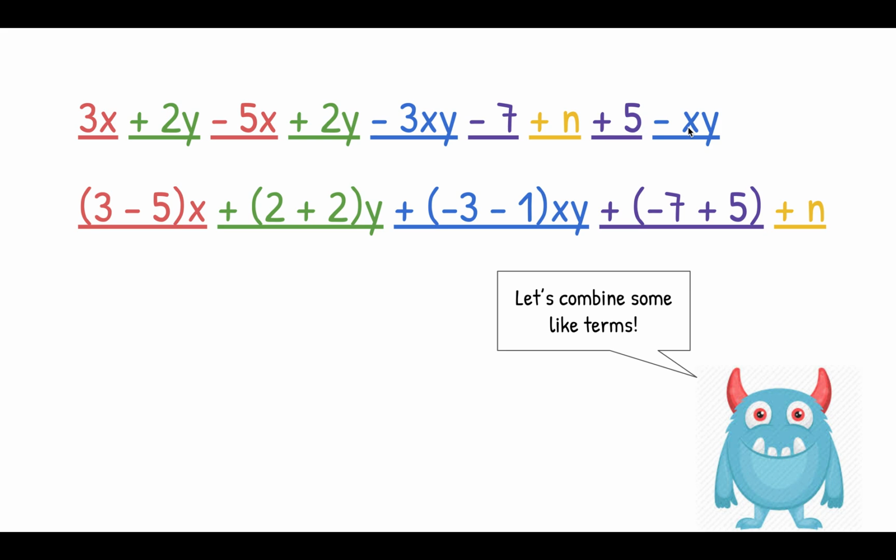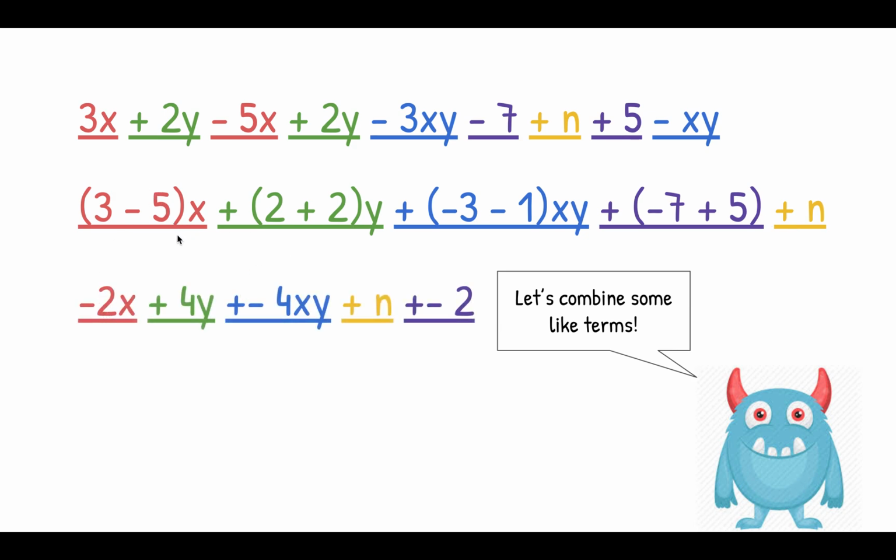When you have some variables without a coefficient, there always is a coefficient, even if it seems that there isn't. And that coefficient is always 1, because multiplying anything by 1 is the same thing. So this could be the same thing as negative 1xy. So here you're going to have to do negative 3 minus 1. Don't think there's a 0 there. It's not just negative 3xy, it's negative 3 minus 1xy. And then since these don't have variables, you're just going to do that regularly, negative 7 plus 5. And then since n doesn't have like terms here, it's going to be plus n.